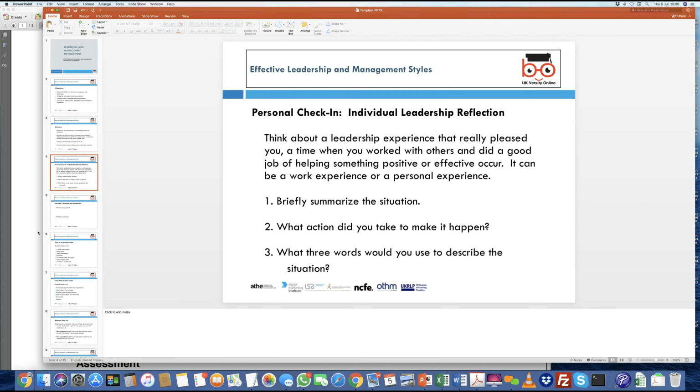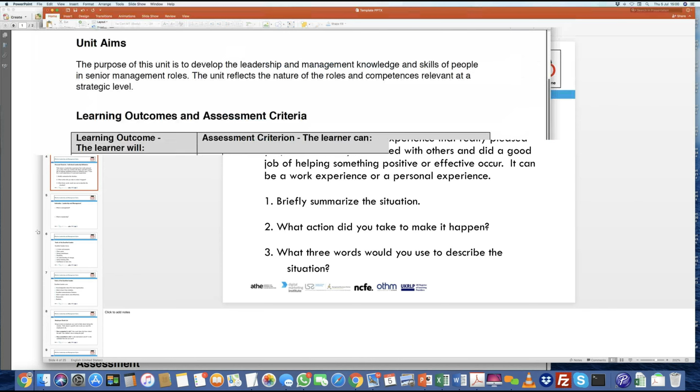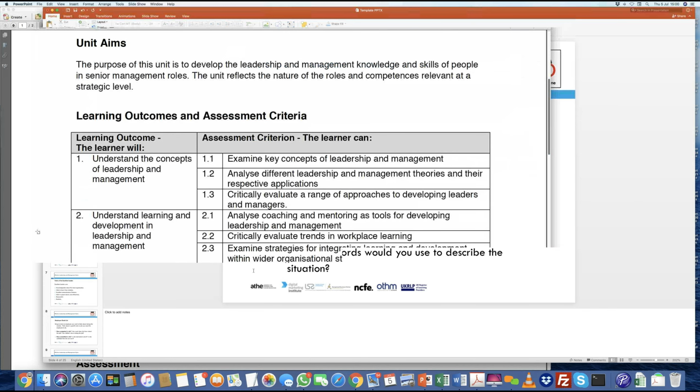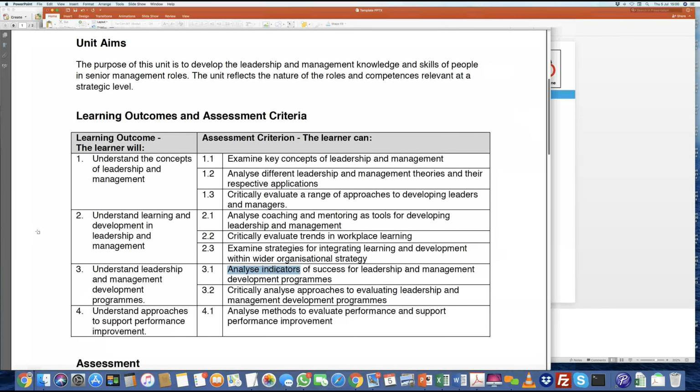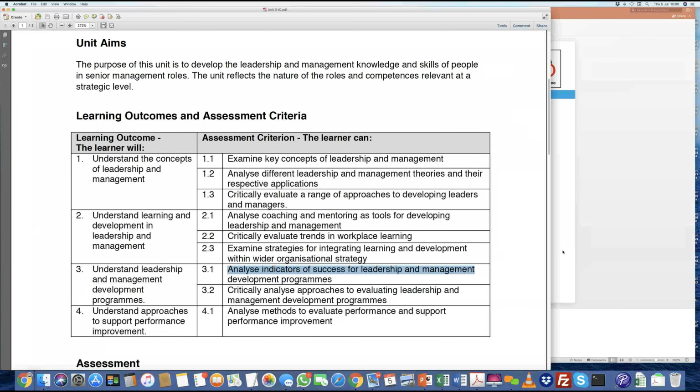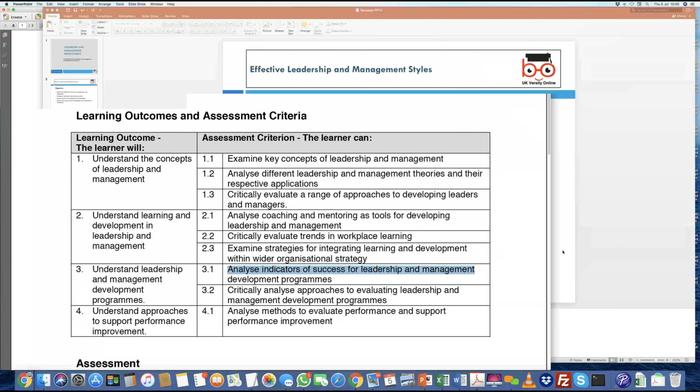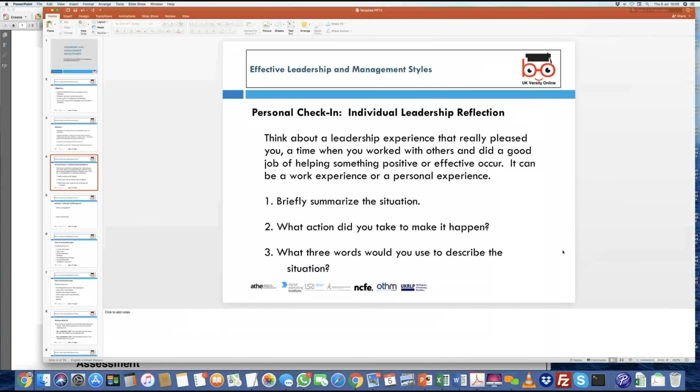So if we look at the learning outcome, it says analyze indicators of success and management that we need to know. So here, what you need to be able to do is understand and reflect on what your leadership style is first, right? And for that, you need to be able to identify what are your skills and what are your traits. So skills will be related to commitment or competence.